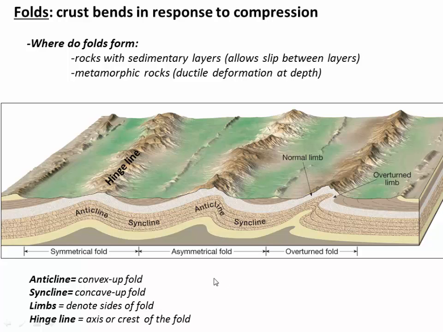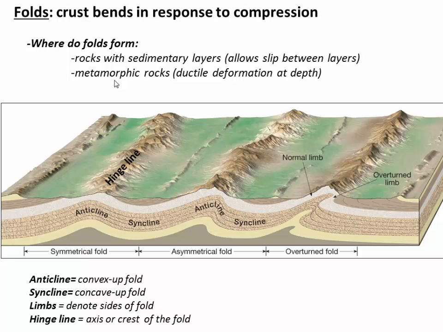Now the other major type of deformation during collision is called folding. This is where rocks would basically bend instead of breaking. This happens in rocks that are usually able to bend. Obviously, if you're compressing a huge block of granite, like in the Sierra Nevada, that granite is so strong it could never fold. There's no way for it to fold.